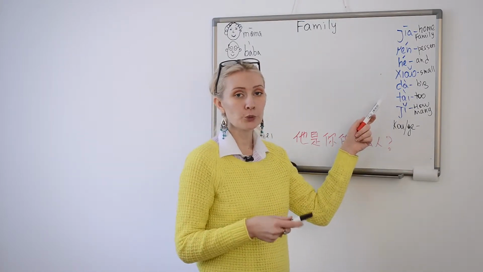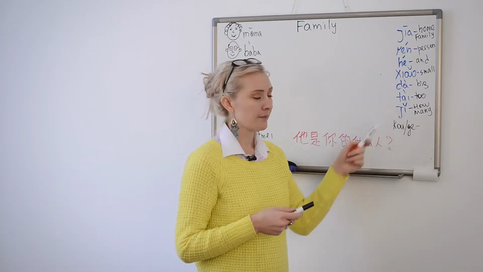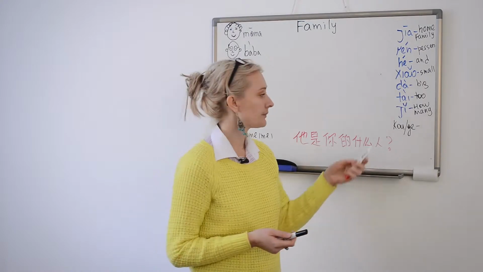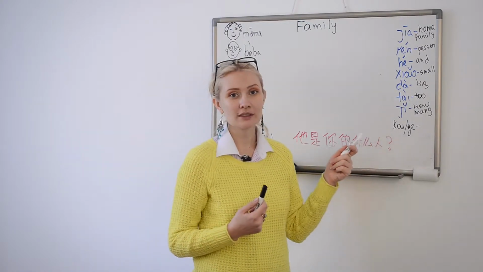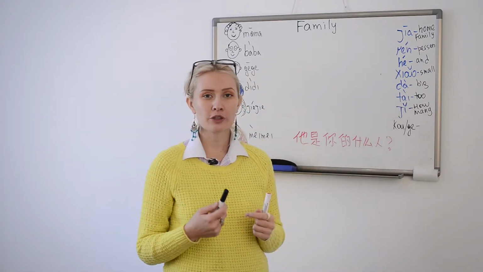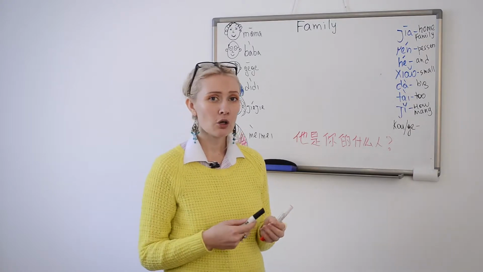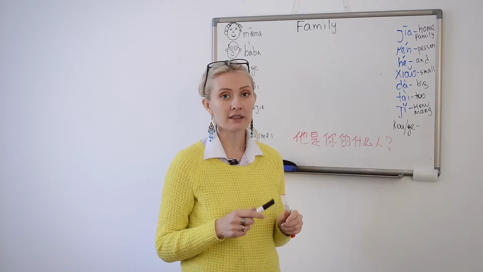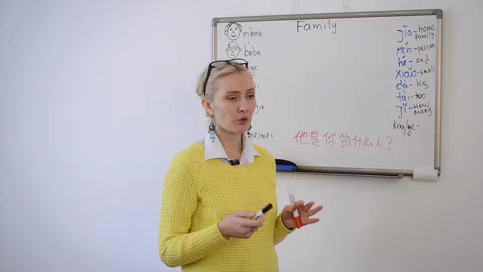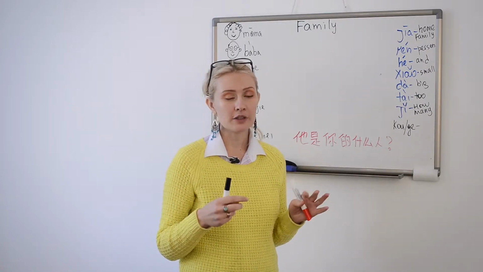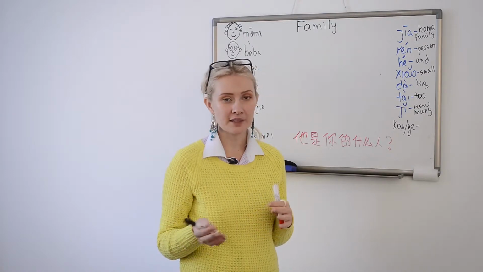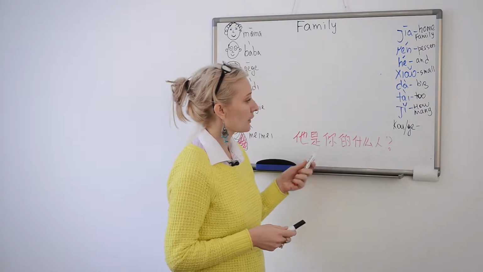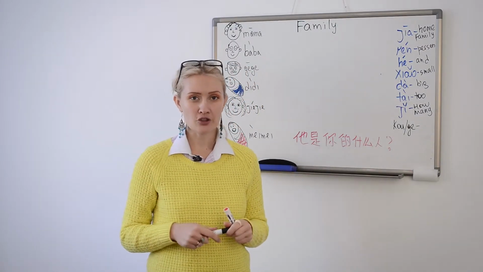太, too much. 几 is the question word, how many. And 口 or 个 is mostly used when you count somebody. 口 is mostly used for family, and 个 for things like a person, or if you don't know any other counting verbs, you can use this one. So let's ask the first question.